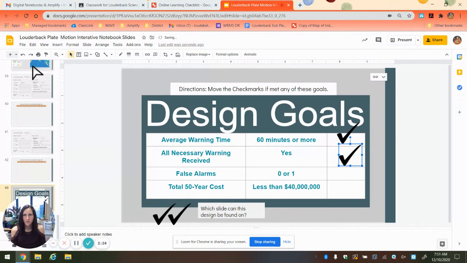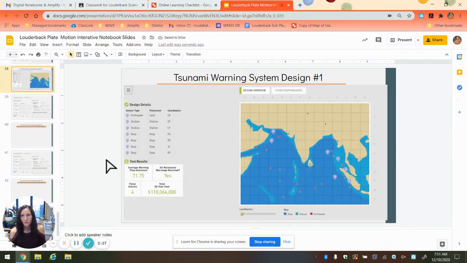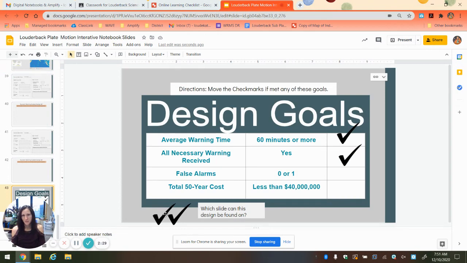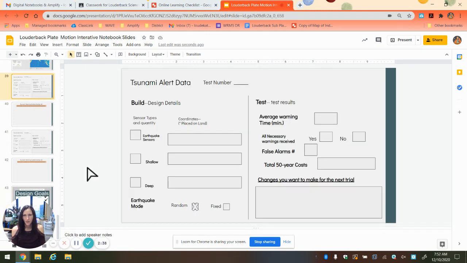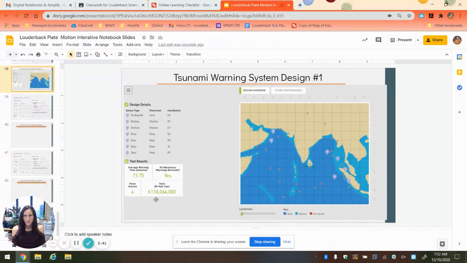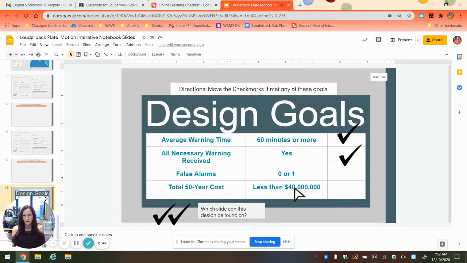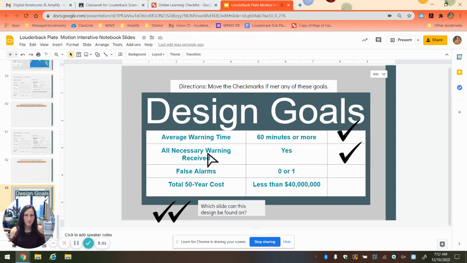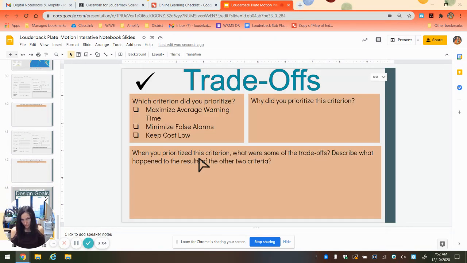Okay. False alarms, 0 to 1. I have 4 false alarms. That's not good information, so I'm not going to put a check there. We want our false alarms to be 0 to 1. And then total 50-year cost to be under $40 million. And my cost was 110. So I didn't do very good at that either. It's hard to get under that $40 million mark. But I got 2 out of 4, in terms of warning time and that all the warnings were received. Really, that middle one, all necessary warnings received, is very imperative to the learning.